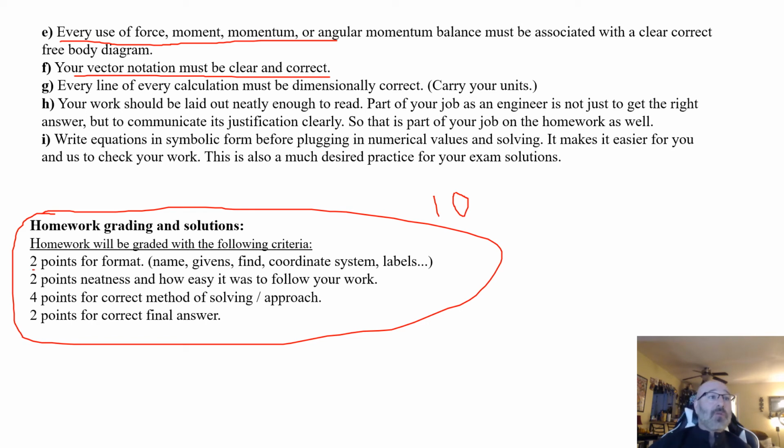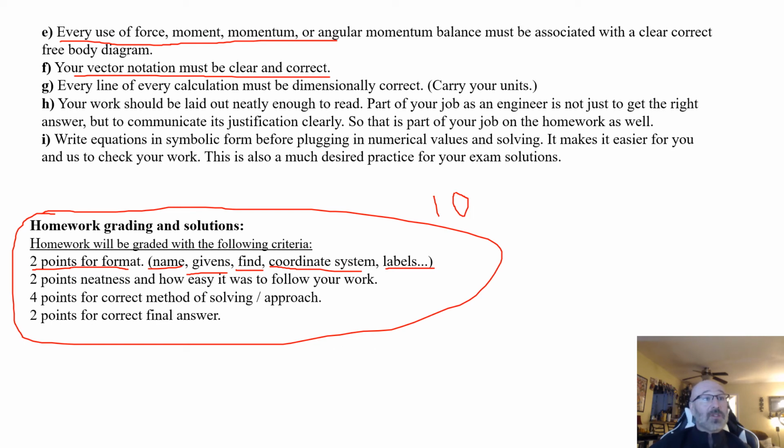So the first 2 points are going to be for format. Is your name on it? Did you write out all the givens from your problem statement, initial diagram? Did you write out clearly what they've asked you to solve for in the problem? Do you have everything labeled? Is your coordinate system there? Do you have everything labeled correctly? So all that, setting up the problem with that, is going to get you 2 points.